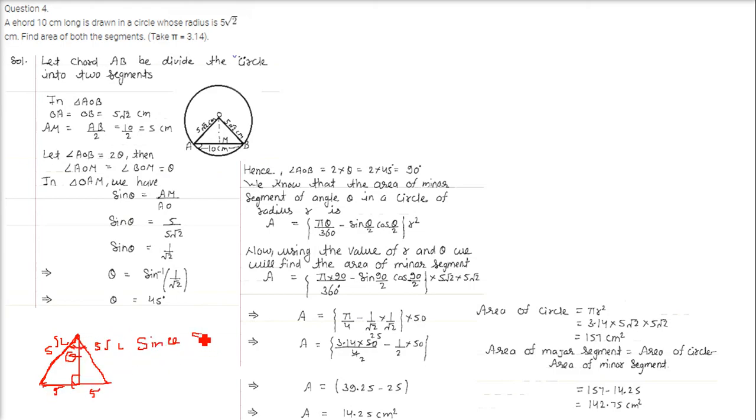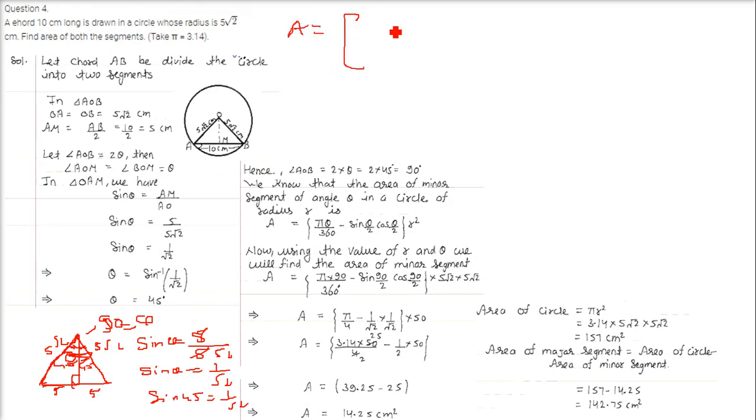So I will take sin theta. Sin theta is perpendicular, that is 5 by 5 root 2, hypotenuse. What do you get? Sin theta as 1 by root 2. But you know this is sin 45, which is 1 by root 2. So this angle is 45. So this angle will also be 45. So this whole angle will be 90 degree. So we got the theta. Theta is 90 degree. Now we can apply the formula directly.